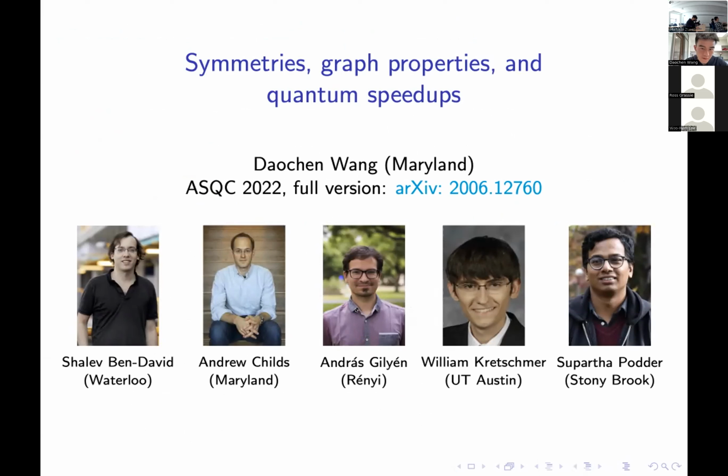Even though it's sort of old work for me, I guess recently I haven't done as many algebraic type papers. So this paper is about symmetries, graph properties, and quantum speedups. My name is Daochen, and this is joint work with 5 great co-authors: Chailloux and David, Andrew Childs, Andrasky, William Kreshmer and Sebastian Potter. You can find the full version of everything I'm going to be talking about at this archive link.